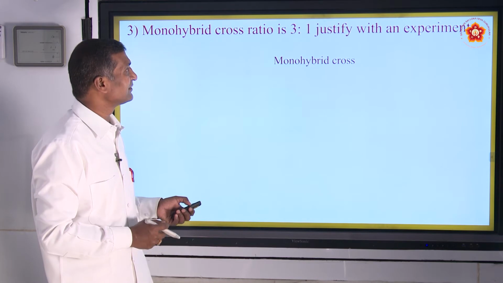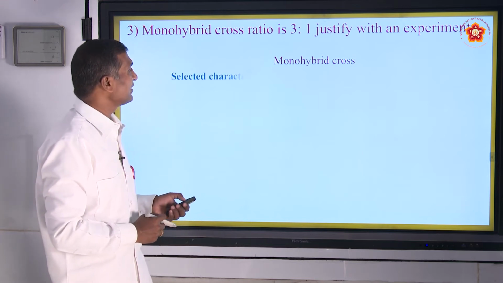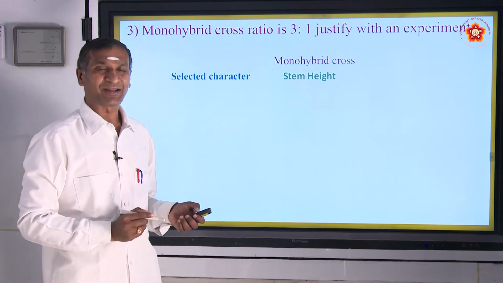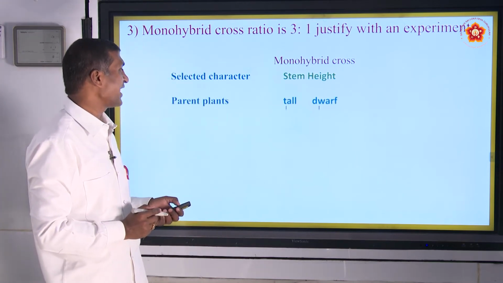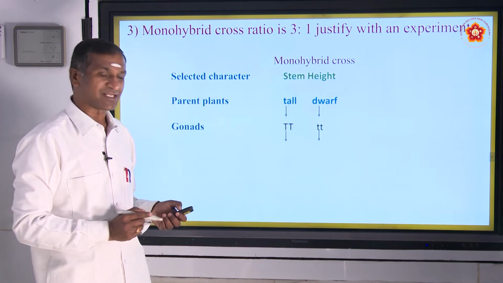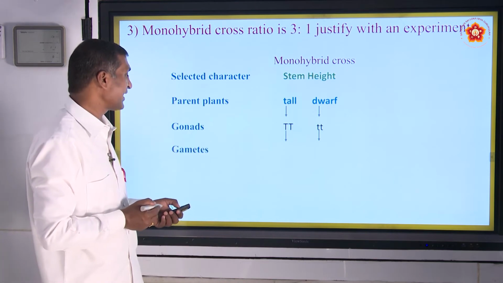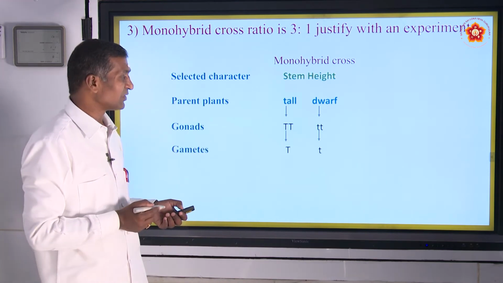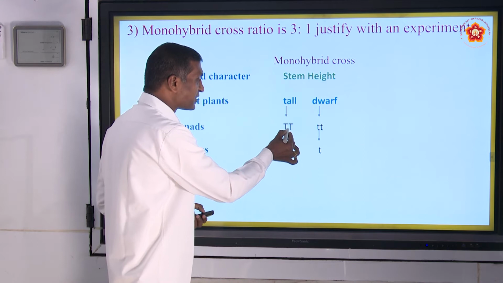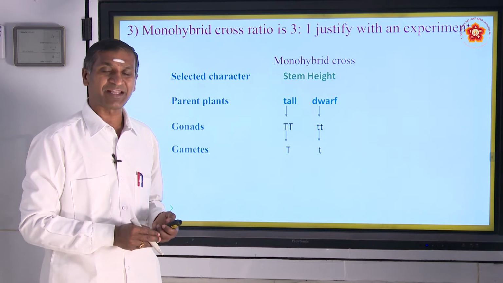The experiment to justify that its ratio is always 3:1. Let us select the character. Selected character: stem height or length, you can also mention. Parent plants: tall, dwarf. Genes: capital T for tall, small t for dwarf. Gametes: capital T and small t. Why? Meiotic cell division. The diploid number reduces to haploid. It's a reproductive cell division, a reductional cell division.